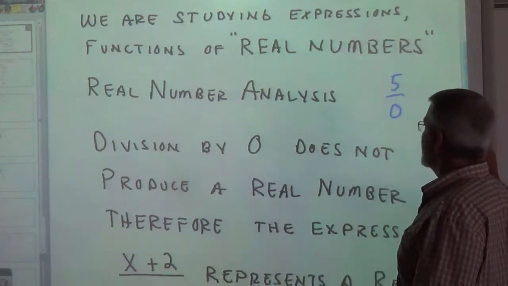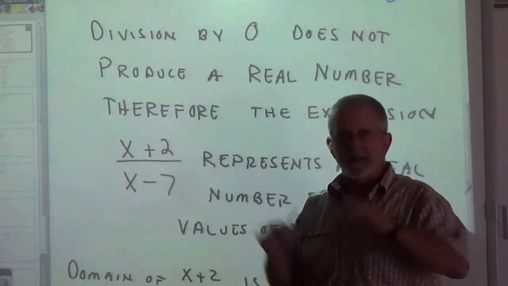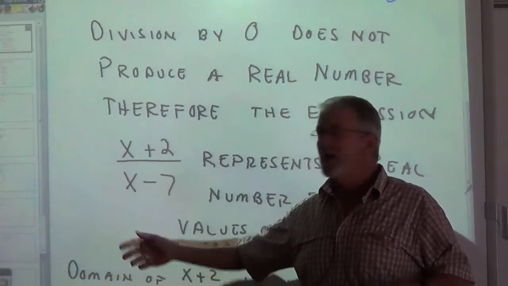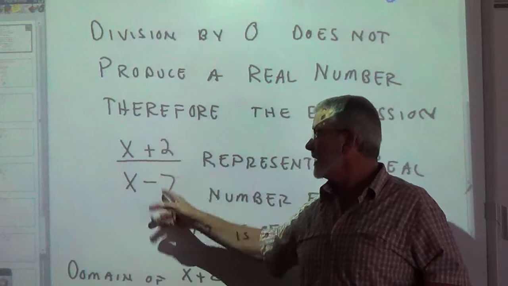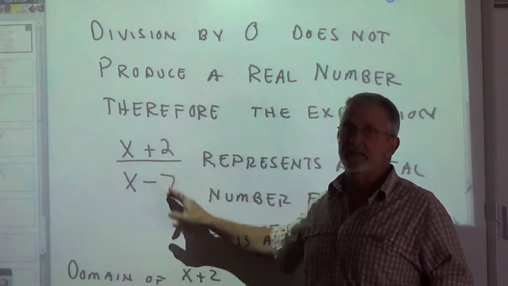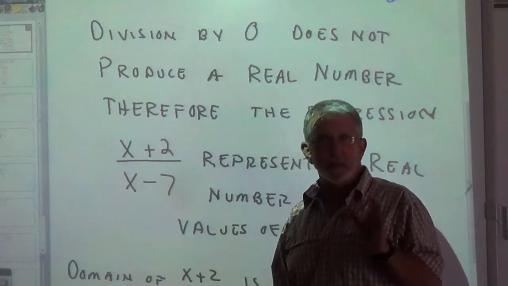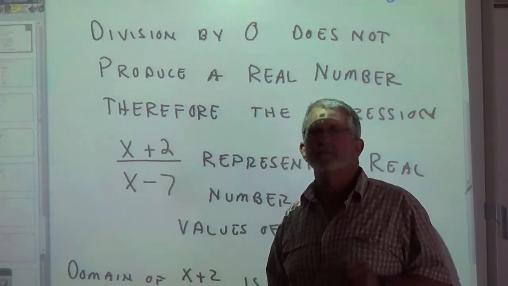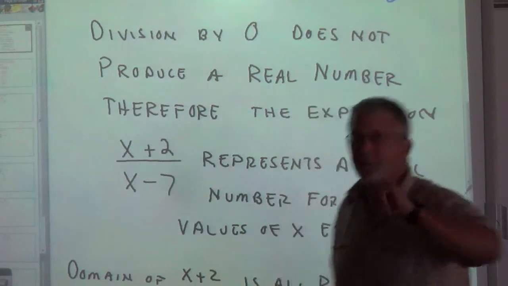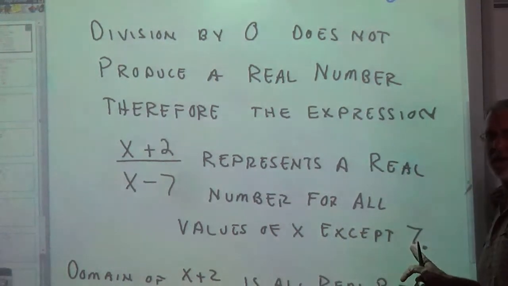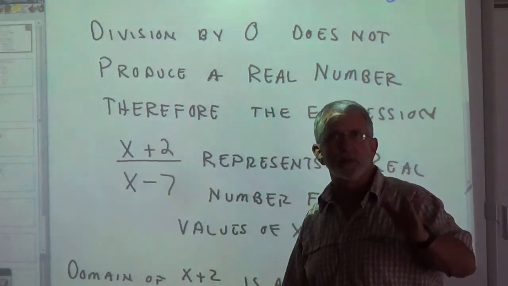Therefore, the expression x plus 2 over x minus 7, that's an expression. x is the variable, and we have a couple of constants here, 2 and negative 7. So x plus 2 divided by x minus 7 is going to produce a real number for all values of x. If I put any value of x in, it's going to produce a real number, except 7. If I put 7 in, I'm going to have 9 divided by 0. That does not produce a real number.